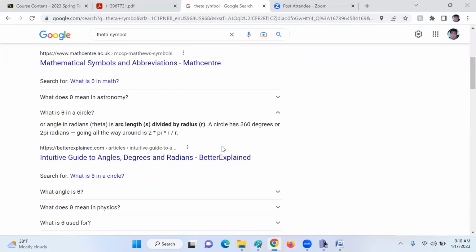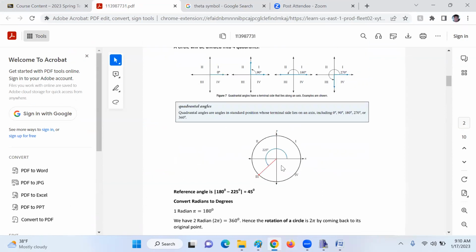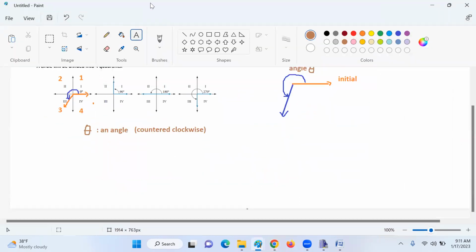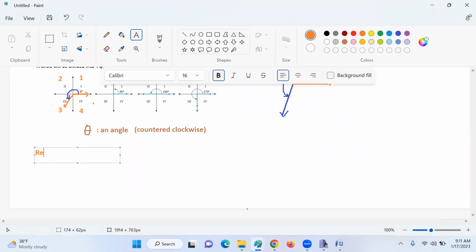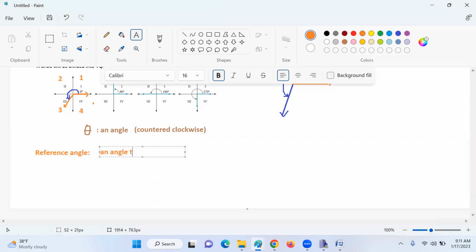We also have what we call the reference angle. Let's say the reference angle is making sure that we bring the angle into something between 0 and 90 degrees. We're definitely not going to spend time working on it. It would be an angle that is between 0 and 90 degrees.